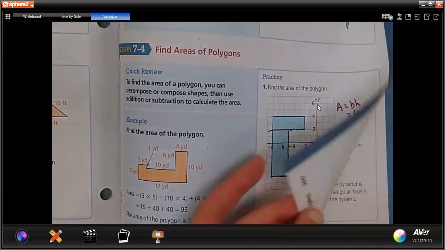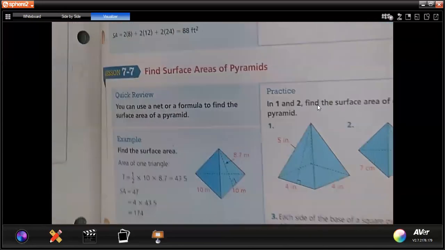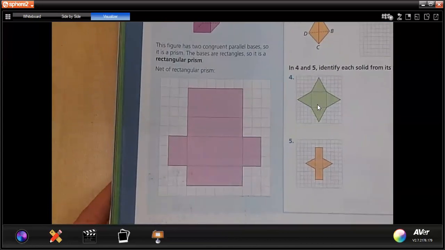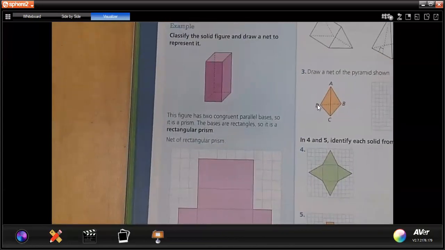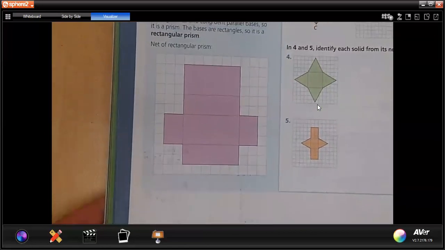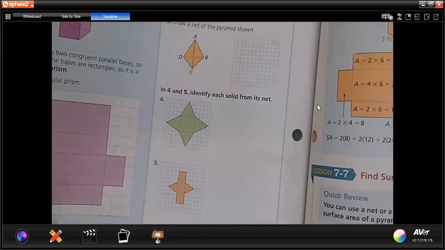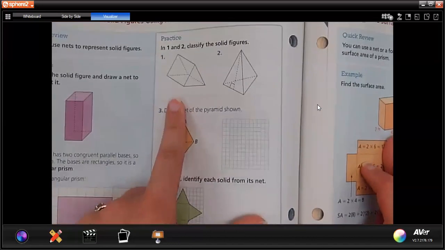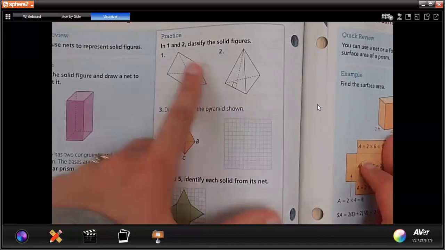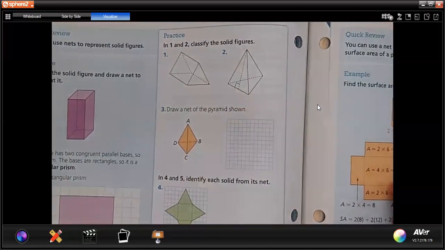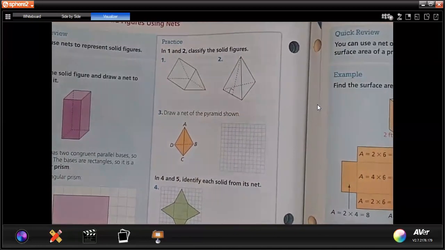All right, let's take a look at the next one. We talked about some nets of different shapes. So like the rectangular prism that we have here, how this would look if we unfolded this. Here's a net example right here. All right. So number 1, this would be a triangular prism because you've got triangle bases and rectangular sides, as opposed to number 2, that's a triangular pyramid.